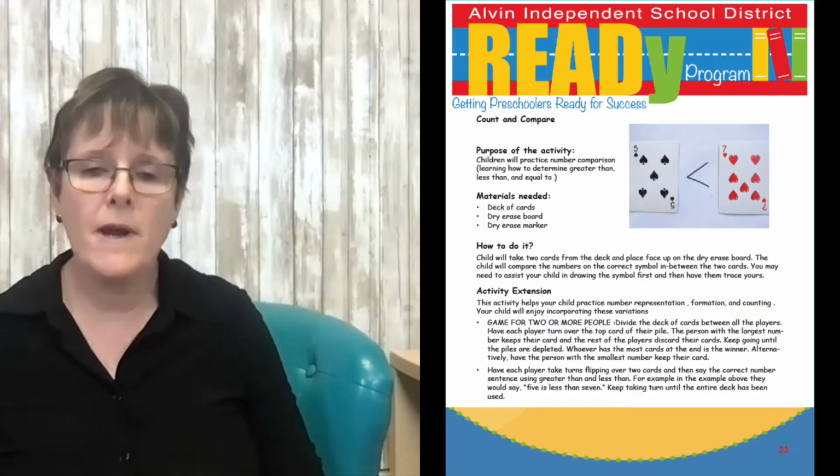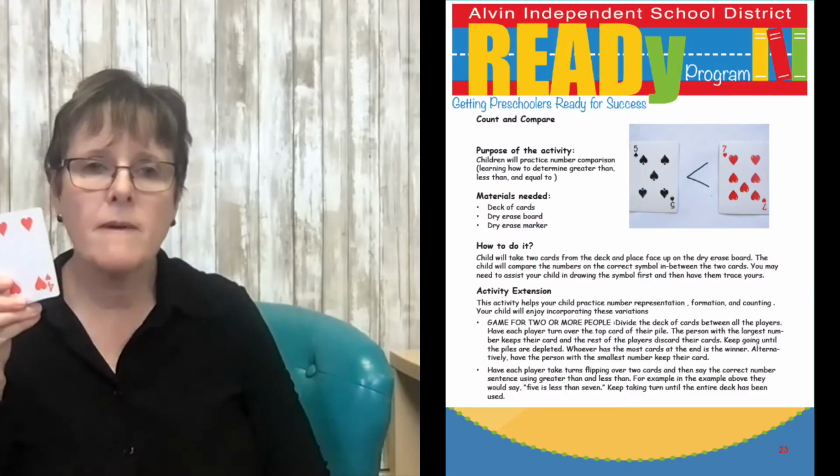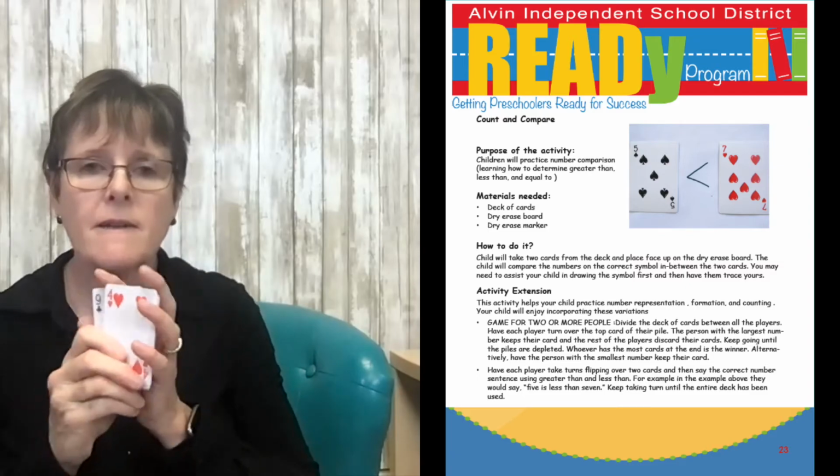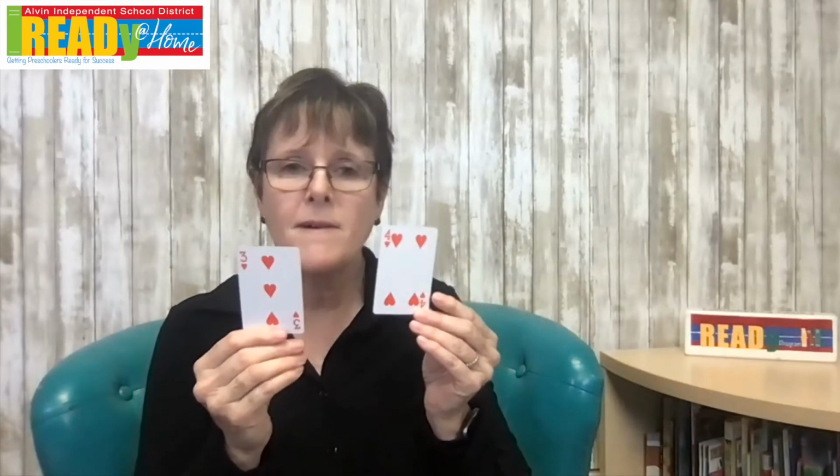The next activity is a review. It's count and compare. We're going to use our playing cards again. Take out the face cards. You're going to put out 2 different cards, and your child is going to compare those 2. And they can use the alligator mouths again. The mouth opens to the larger number, or you can write the symbol yourself. So we have 3 and we have 4.